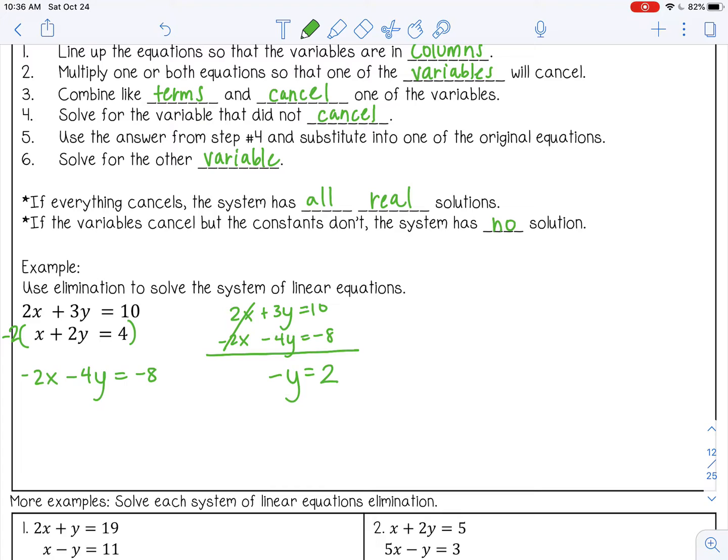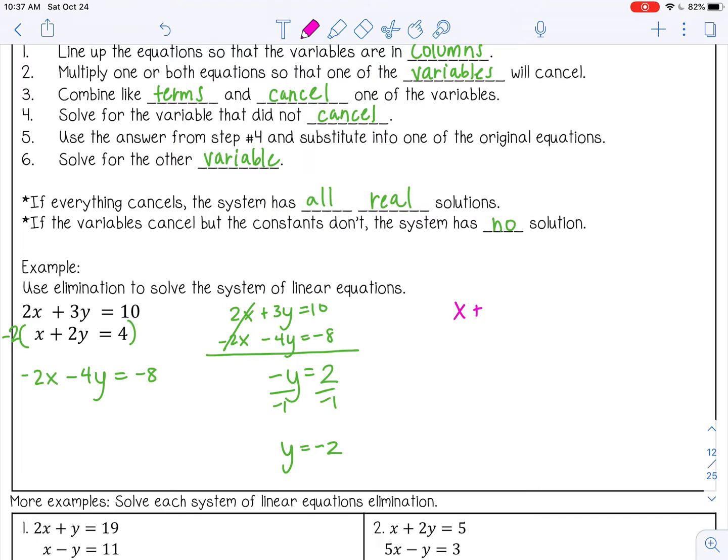Now I want to get rid of that negative because I want to solve for y. So I'm going to divide by -1 on both sides. So y equals -2. So that's step 4. We solved for the variable that did not cancel. Now we're going to use that answer to solve for the other variable. So I'm going to substitute it into one of the original equations. It doesn't matter which one. I'm going to choose that second one because it's a little bit more simple.